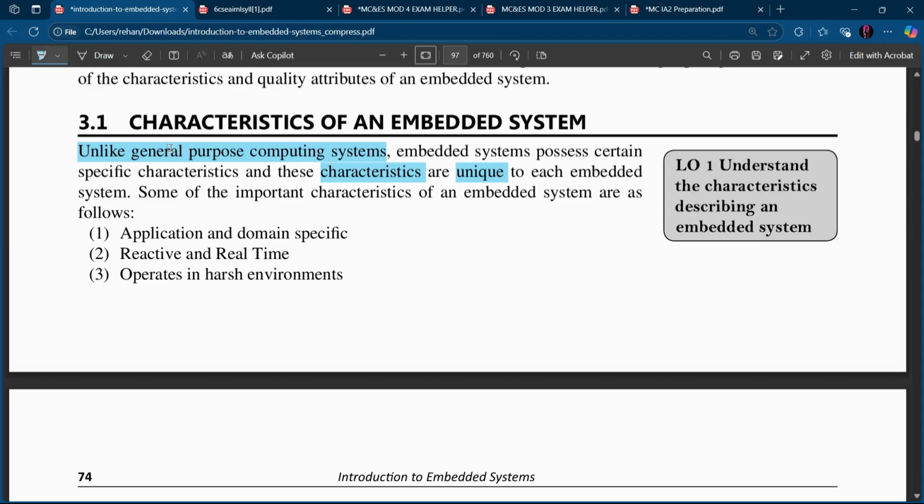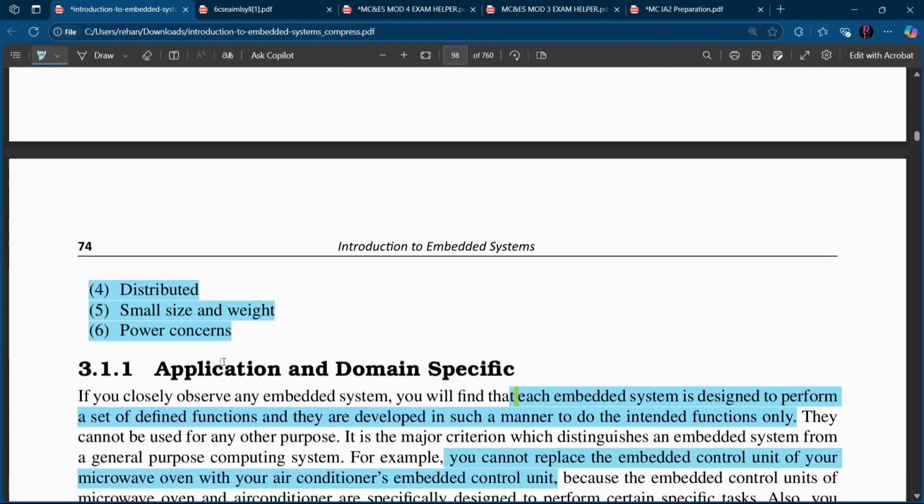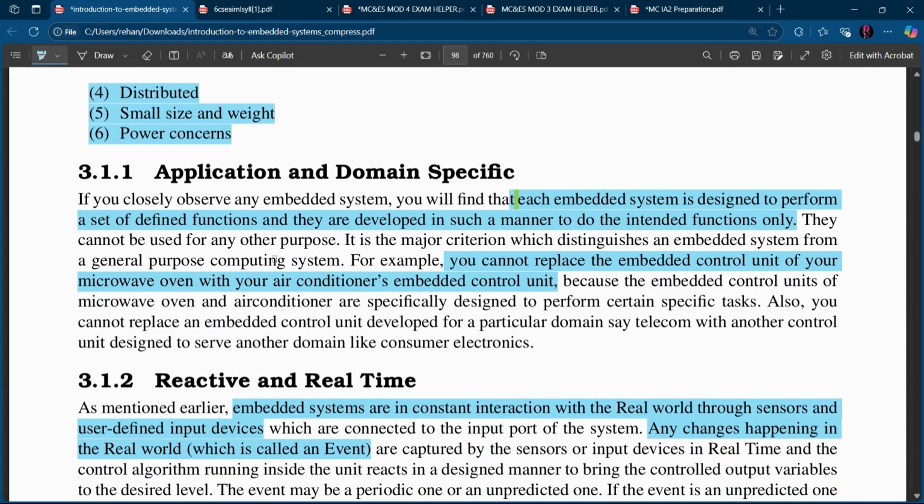So whenever they ask you about the characteristics of an embedded system, you just have to start saying, unlike general purpose computing system. You have to always say with comparison to general purpose system, the characteristics of embedded system are very unique, and there are 6 characteristics which are mentioned in the textbook. So you have to follow only these 6 characteristics. So we have application and domain specific, reactive and real time, operates in harsh environments, distributed, small size and weight, and power concerns. Don't worry, I won't be just reading over here. I'll be explaining as well. Here I have highlighted the important things which we need in this session.